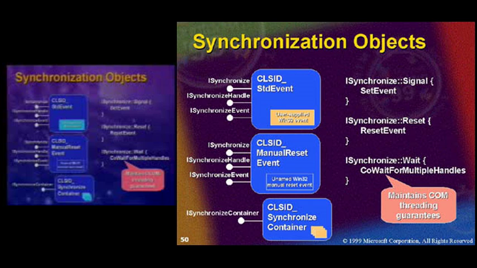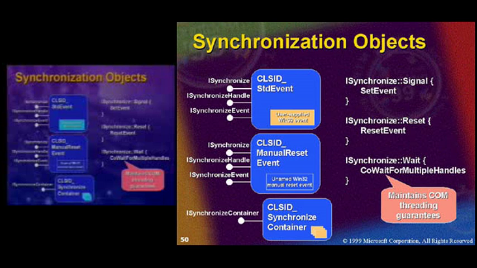Okay, so I mentioned the synchronization interface, iSynchronize. iSynchronize has the things that you would kind of expect an interface that wrapped events to have. It has signal, reset, and wait. And the cool thing about this is that the wait uses a new API called CoWaitForMultipleHandles that maintains all of the guarantees that the COM threading models have. So if we need to do message-based synchronization, we will do the right thing and spin a message loop.